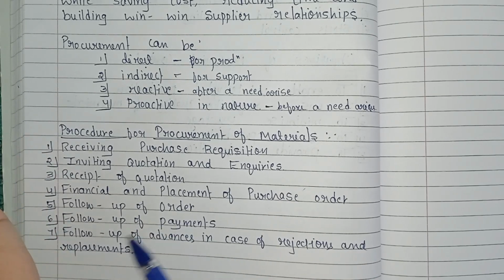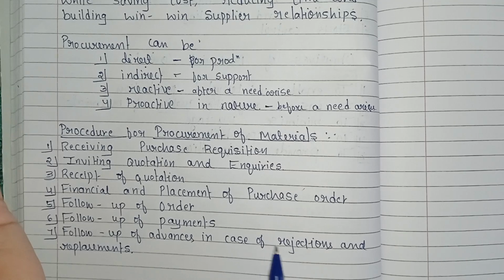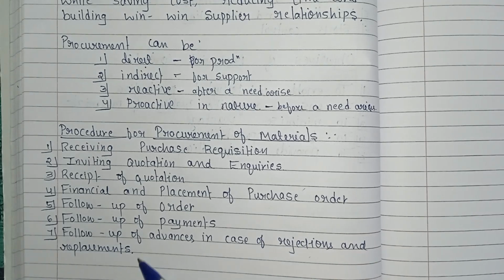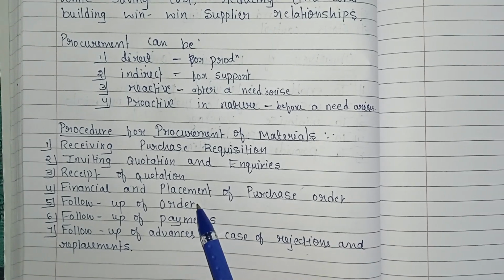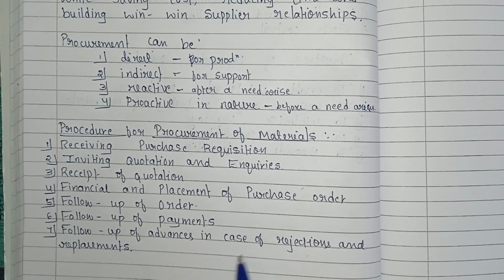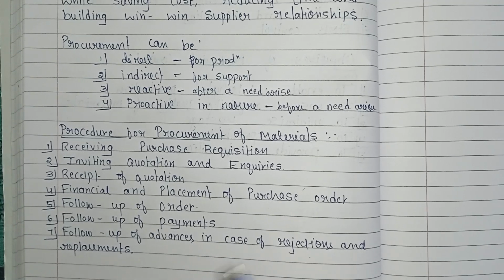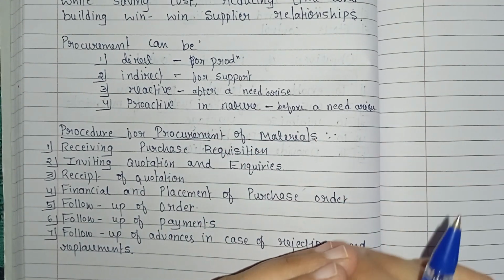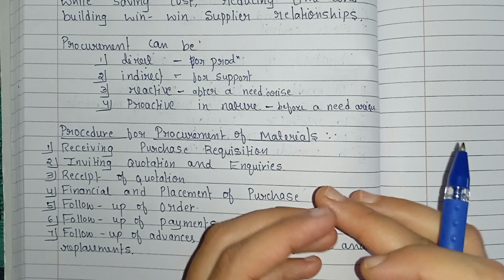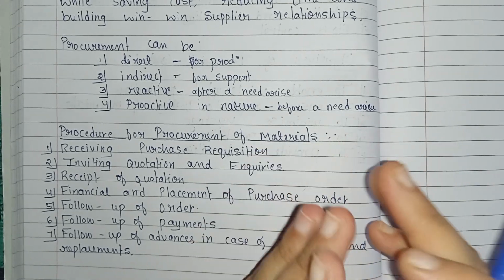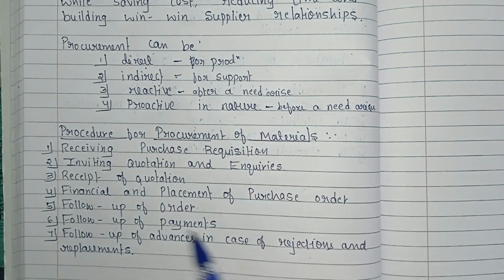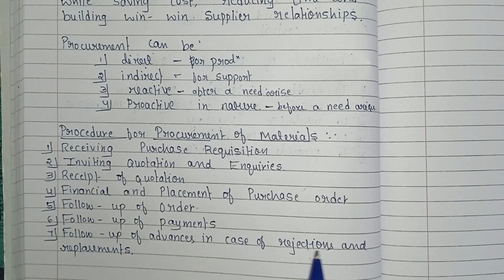Okay, so after that, seventh one is follow up of advances in case of rejections and replacements. Rejections and replacement, it means what? Follow up of orders, follow up of payments also, next seventh one, that is follow up of advances in case of rejections and replacements. It means ensuring that the supplier returns the advance payment. When? If the materials are rejected, then the supplier has to return the advance payment done before. Clear? This is what follow up of advances in case of rejections and replacement.